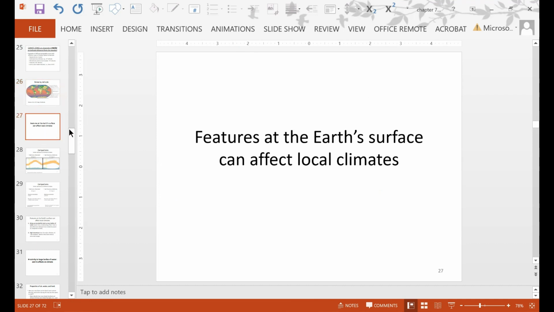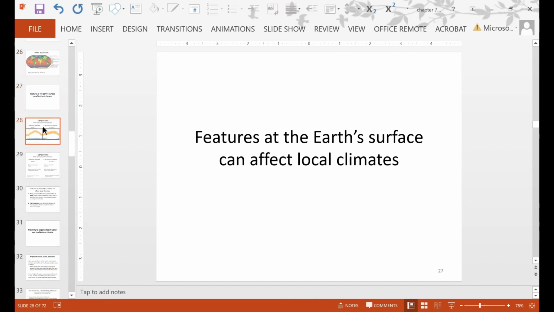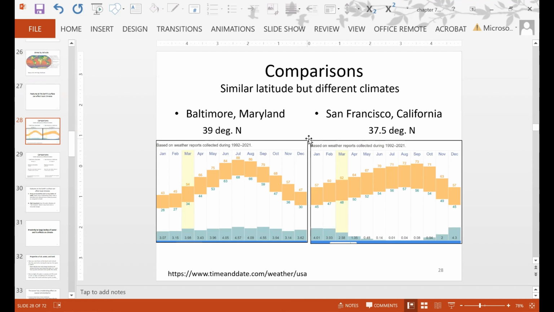So features at the Earth's surface can affect local climate. Let's compare Baltimore, Maryland, and San Francisco, California. They are both approximately similar latitude, but they have different climates. So these graphs are based on weather reports from 1992 to 2021. And you can see the high temperatures in the middle of the summer in Baltimore are quite a bit warmer, 84, 88, 86, compared to San Francisco, where the high temperatures are in the low 70s.